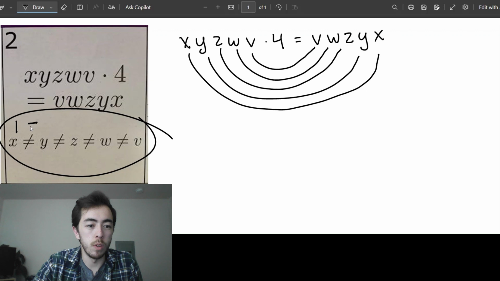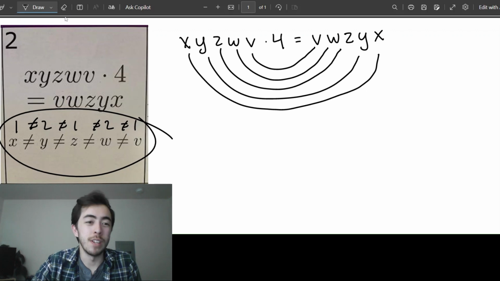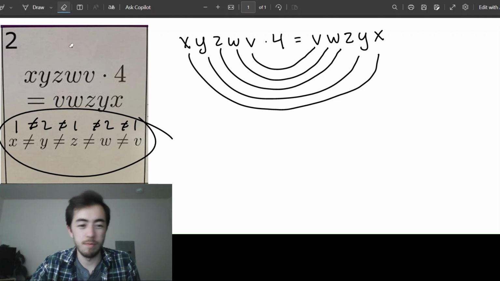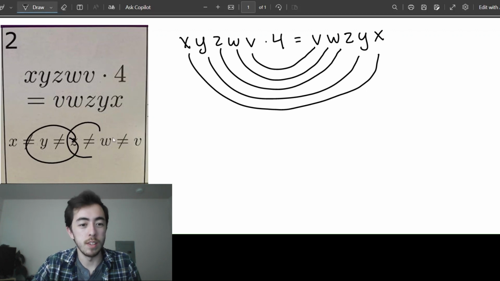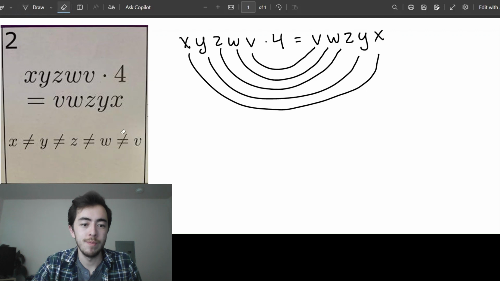Like I could do 1 is not equal to 2, which is not equal to 1, which is not equal to 2, which is not equal to 1. So there is a way to kind of fudge the numbers here where maybe some variables are equal to each other, but at least x and y aren't equal, and then y and z, z and w, and w and v. Initially, this just seems weird to me.